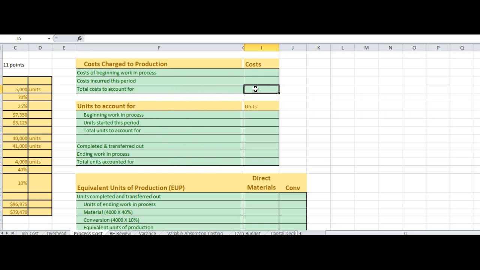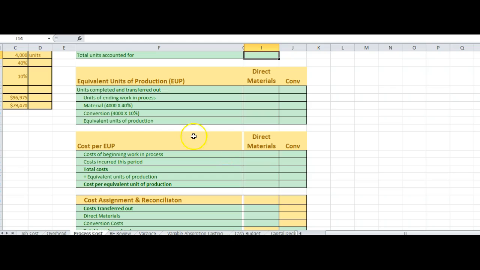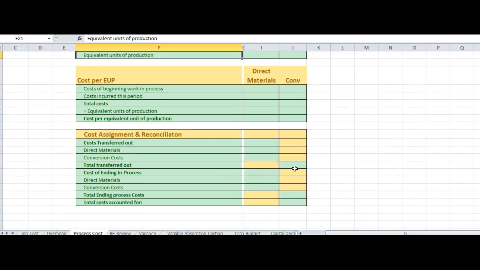What you're doing is reconciling costs and units. What you're going to do is find equivalent units, which is a very big issue when you're doing process costs because your processes never stop in most cases. So you always have inventory in process, and there are costs involved in that you want to allocate to the units that are in process. So this is going to be cost assignment and reconciliation.